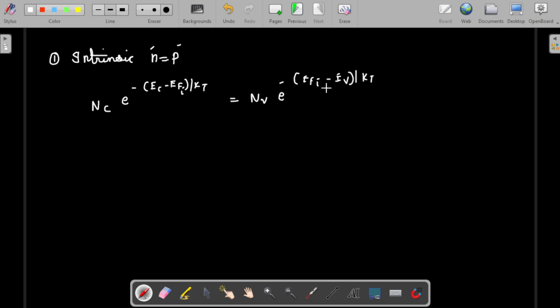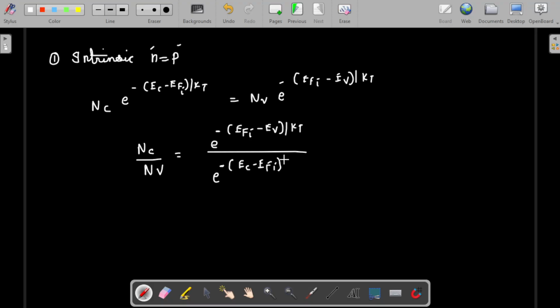Let's bring the exponential terms to one side and the other terms to the other side. So NC divided by NV will be equal to e power minus (EFi minus EV) divided by KT, divided by e power minus (EC minus EFi) divided by KT. This is exponential, so we can bring this term above so that we can directly subtract the terms.